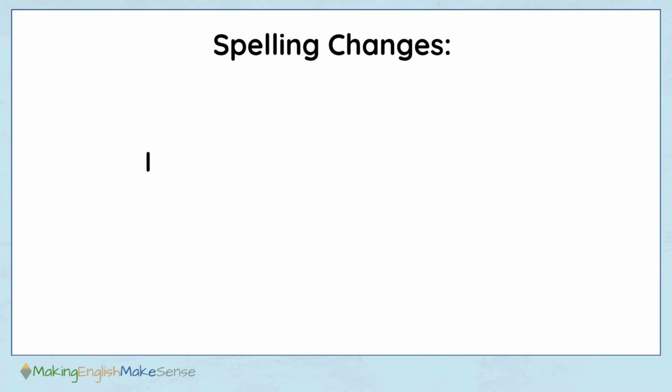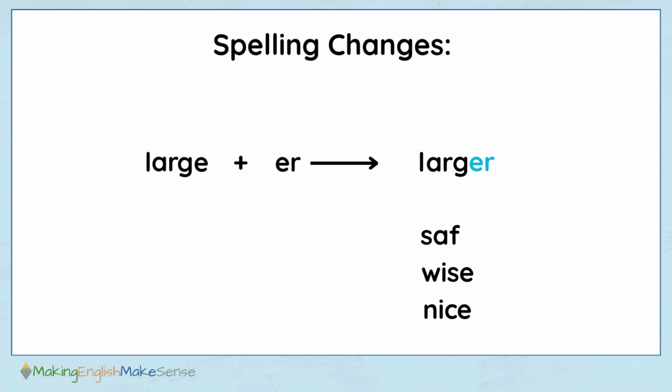Let's practice writing the word larger out loud. So L-A-R-G-E plus ER becomes L-A-R-G, remove the E, E-R, larger. Other examples that follow this rule include safe, safer, wise, wiser, and nice, nicer.